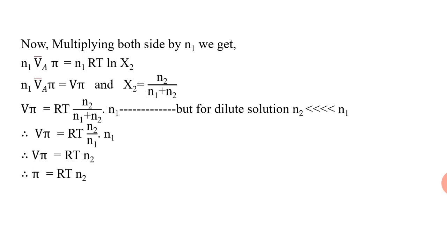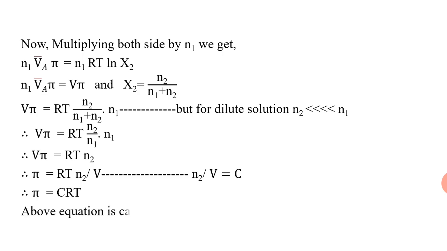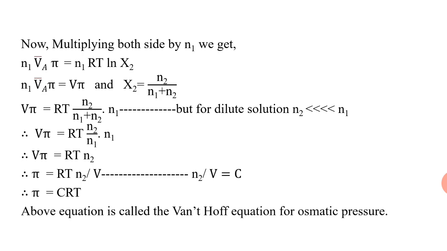Now rearranging the equation, pi is equal to RT n2 divided by V. We know n2 by V is equal to C, that is nothing but concentration. When number of moles of solute dissolve in a volume of solution, we get a concentration. By using this equation, pi is equal to CRT. The above equation is called Van 't Hoff equation for osmotic pressure.